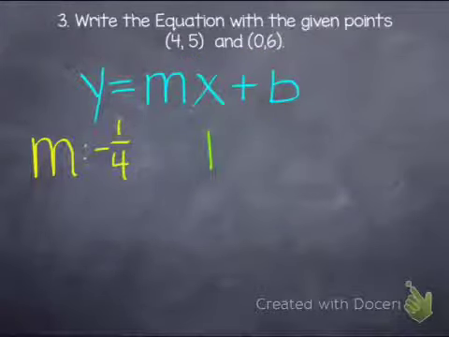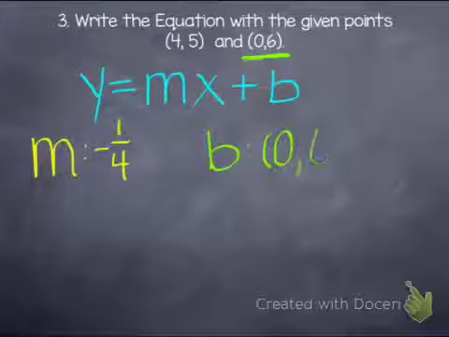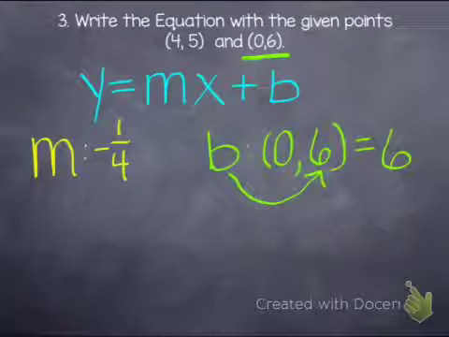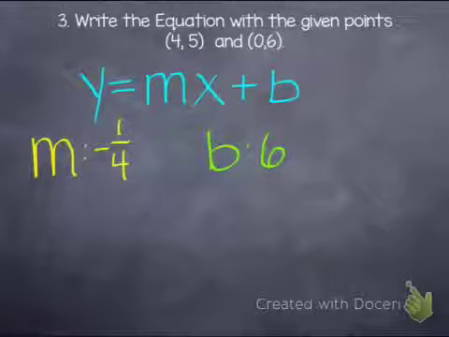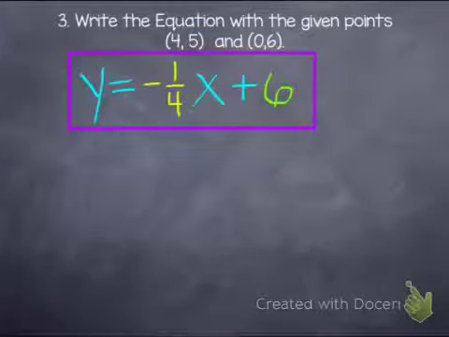Next we need to find our y-intercept. And the way that we find that is by figuring out what is the value of y when x is 0. So the point that I'm going to use is the point where x is 0. When x is 0, y is 6. So my y-intercept is equal to 6. Next you'll just substitute those values in: negative 1/4 for slope and 6 for your y-intercept. So once you finish, it should look like this: y equals negative 1/4 x plus 6. So that is the equation of the line that passes through those 2 points.